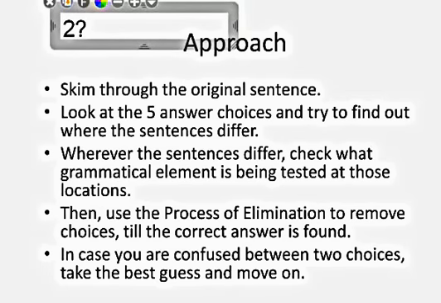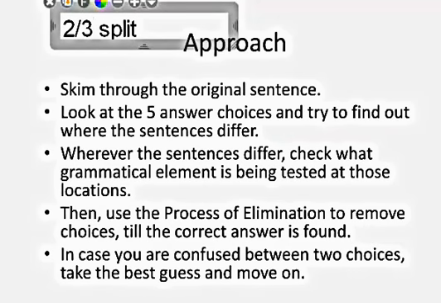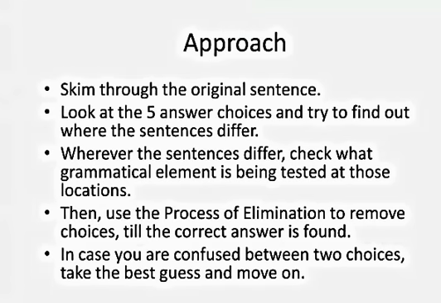It's called a 2 by 3 split, when two answer choices point in one direction and the other three answer choices point in the other direction. This is really useful, primarily because you can eliminate two answer choices, or even three answer choices if you're really lucky, and then have two left or three left, as the case may be, from which to choose.